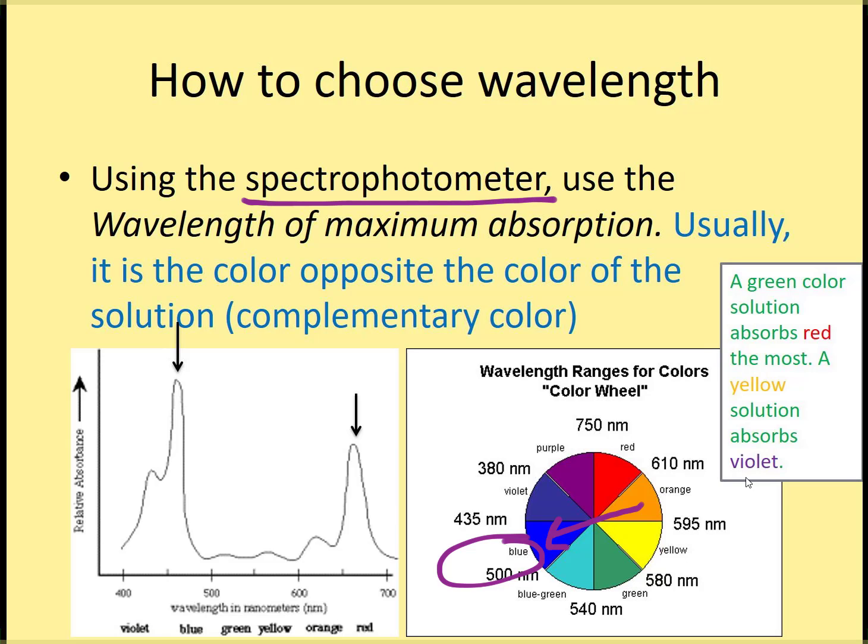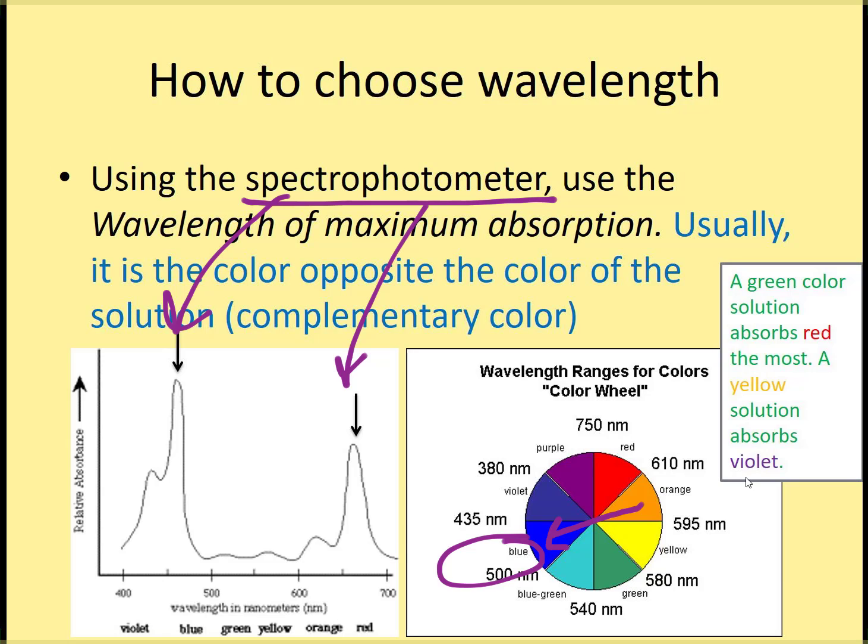But the spectrophotometer is very specific and will give you a specific wavelength that you can use. And again, this one just happens to have 2. Sometimes you only have 1 to pick from. Now in the lab, I have a spectrophotometer, but I don't have one for every group. So we use something called a colorimeter. And the colorimeter only has 4 wavelengths to pick from.